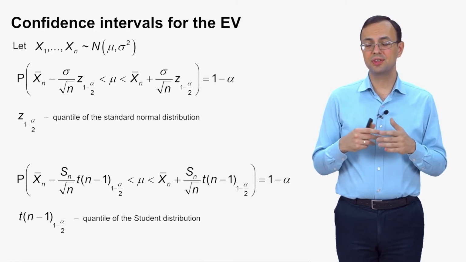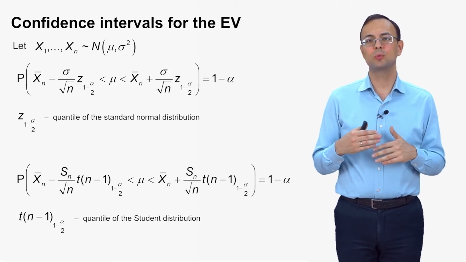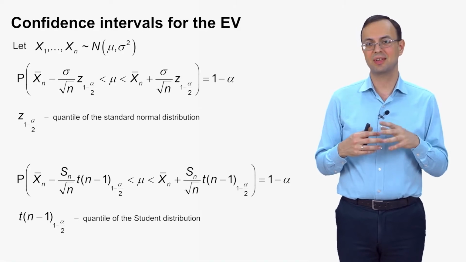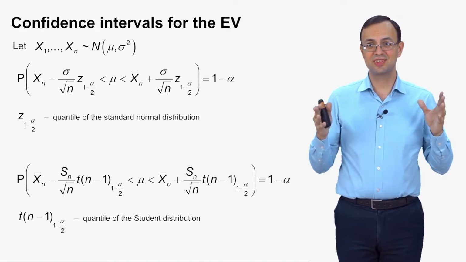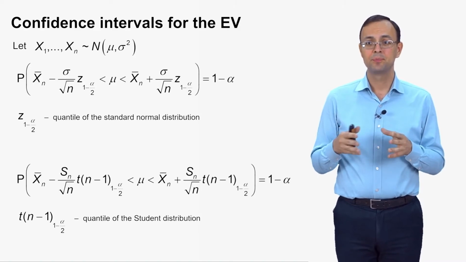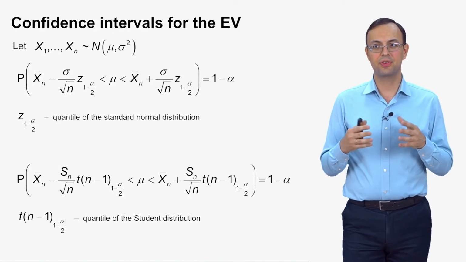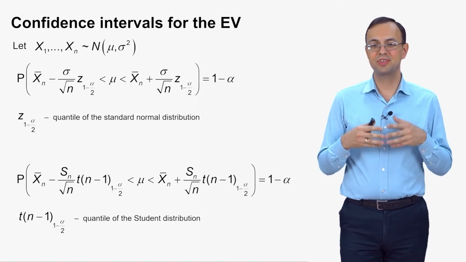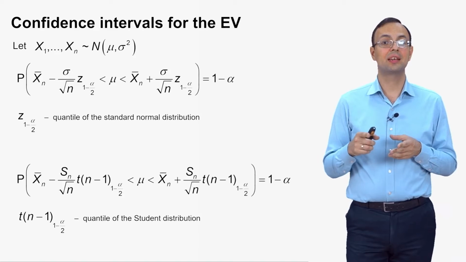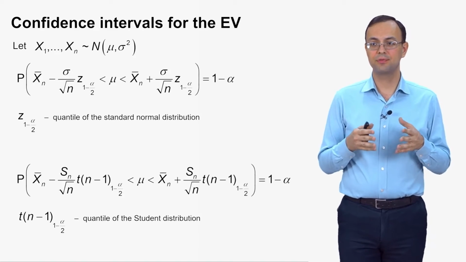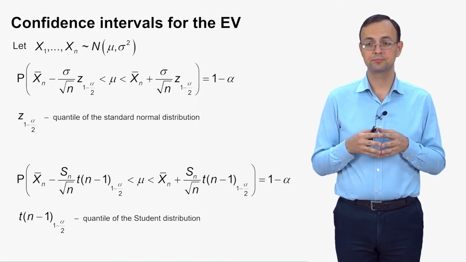But this is actually a little bit fictional situation when you know the sigma somehow. Usually you don't know the sigma, usually you have just the sample itself and nothing more. And you want to find a confidence interval for the expected value when the sigma is unknown. So this is the second formula.